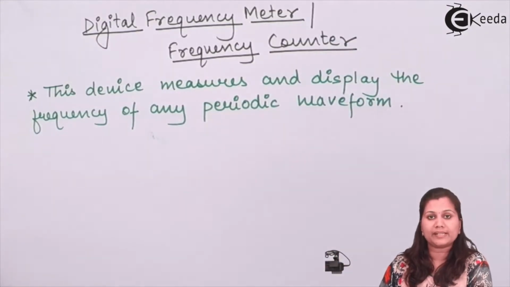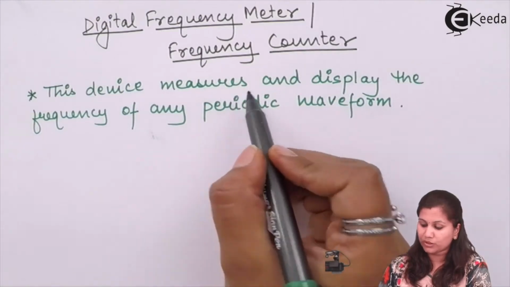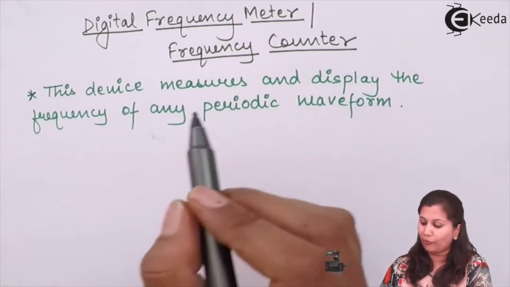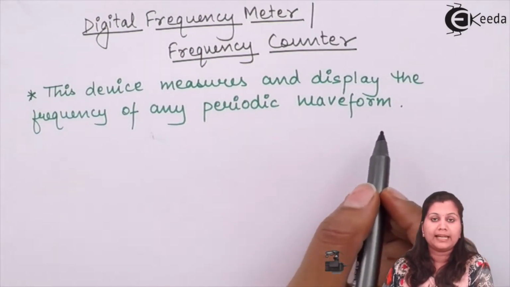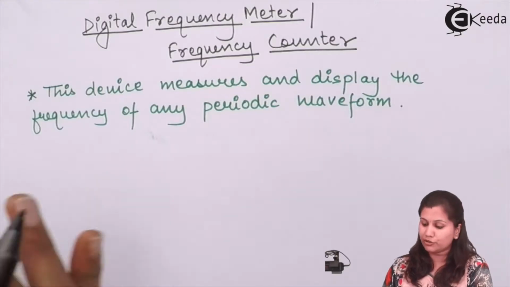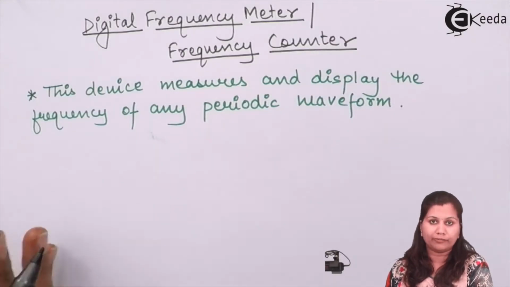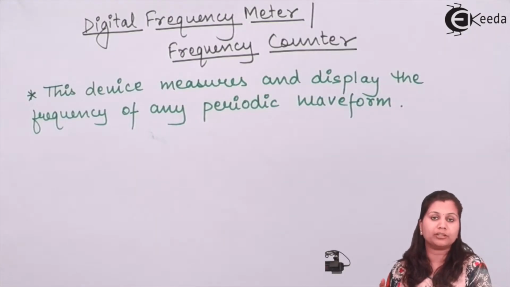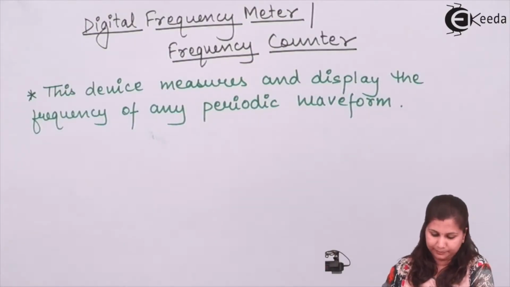The digital frequency meter is a device which measures and displays the frequency of any periodic waveform. It is essential that the waveform given as an input to this frequency meter be a periodic waveform. Only then can we measure the frequency of that signal.